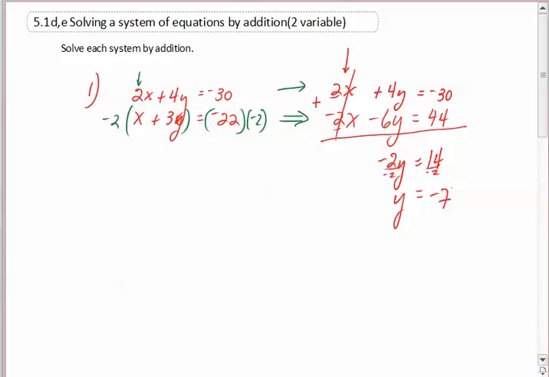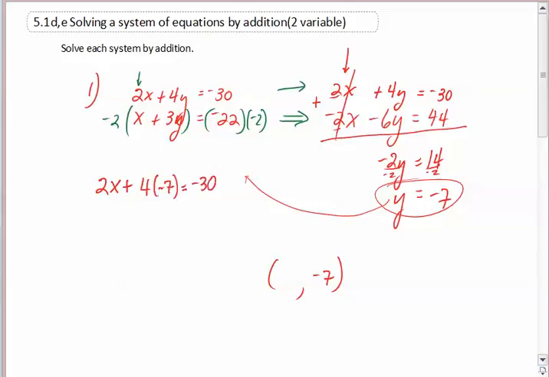So now here's how I finish up finding the rest of my intersection point of these two lines. I finished by substituting back. Now I can take the y equals -7 and put it into either equation. I'm going to use the top one just because I see it there. I'm going to substitute in the -7, and I'm going to see what I get for the x. So 2x minus 28 is equal to -30. Add 28 to both sides, I get -2. I get 2x is that, and x is -1.